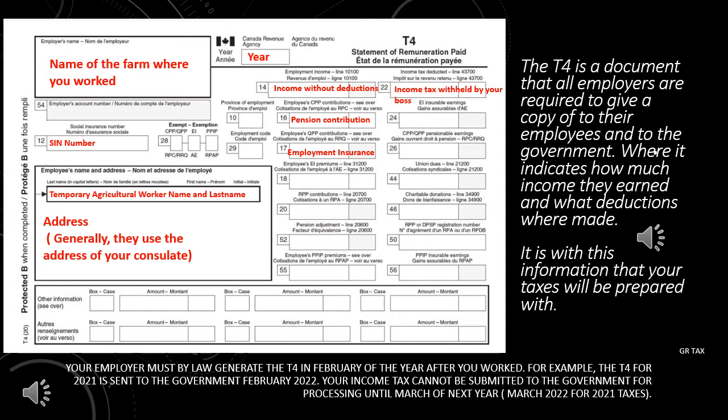Your employer must, by law, generate the T4 in February of the year after you worked. For example, the T4 for 2021 is sent to the government February 2022. Your income tax cannot be submitted to the government for processing until March of next year, March 2022 for 2021 taxes.